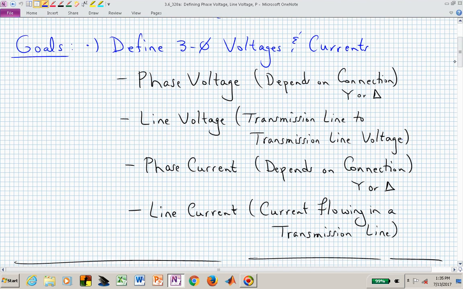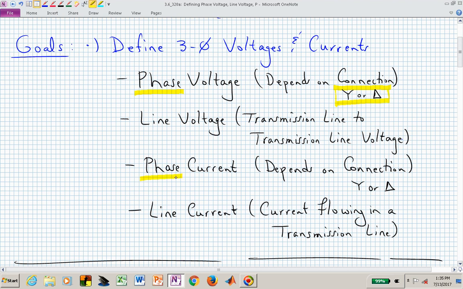In this video, what I want to talk about are these different ways of describing voltages and currents that exist in a three-phase system. And we will talk about 2 voltage types and 2 current types. And one of those will be phase voltage, and that depends on the connection.